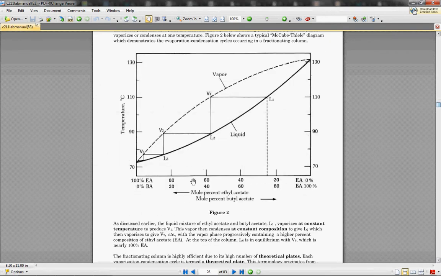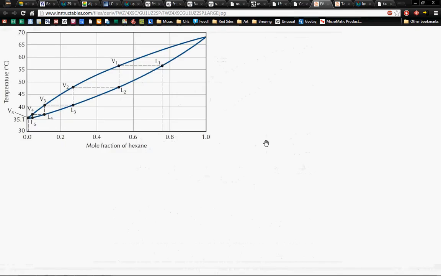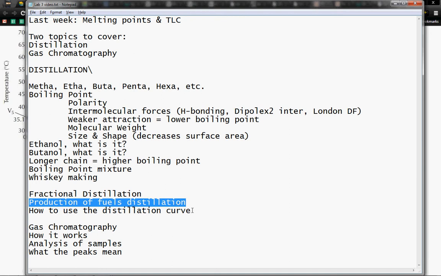So here we've got our nice little graph. So here's your mole percent ethyl acetate and butyl acetate. So I guess we're going to probably start with something like 75% butyl acetate, or we're going to want to... Yeah, anyway, I'll explain this a little more in the lecture or in the lab. But that's essentially the basics of it.